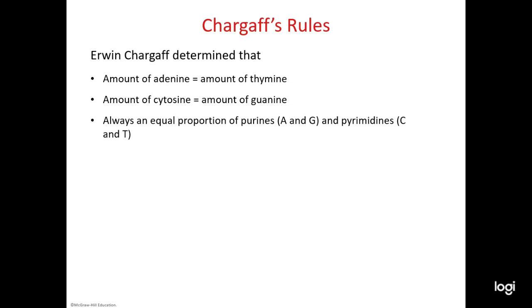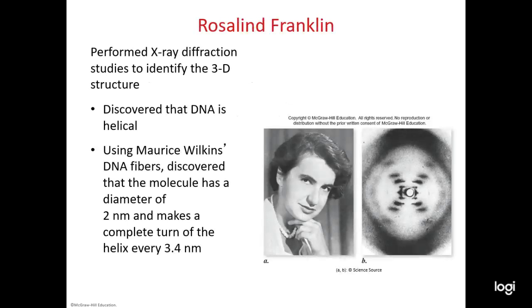So that's why there's always the same amount of A to T and the same amount of C to G, because they selectively only bind with each other. That's Chargaff's rule.